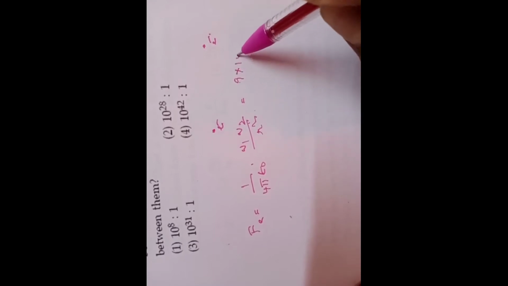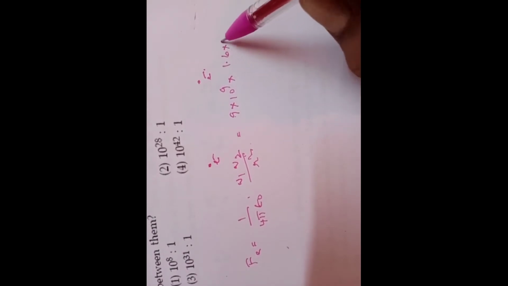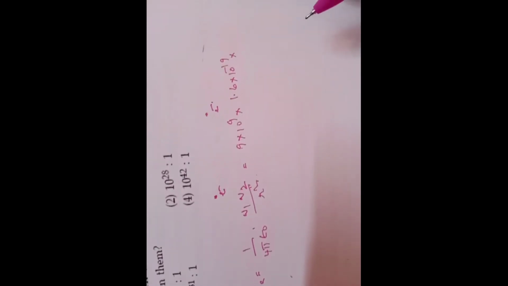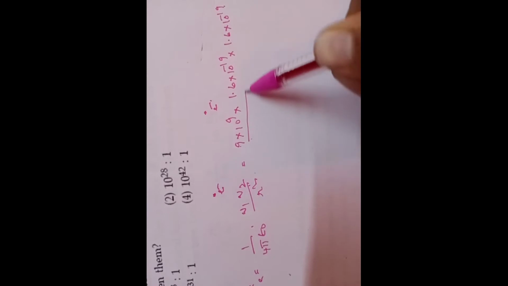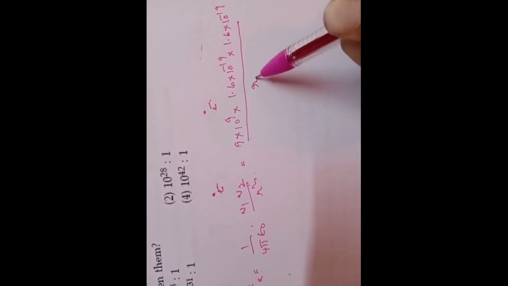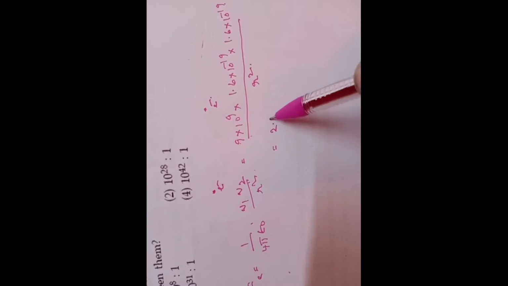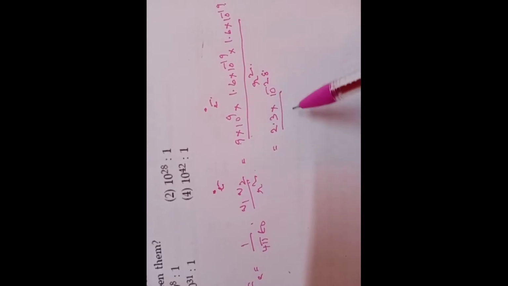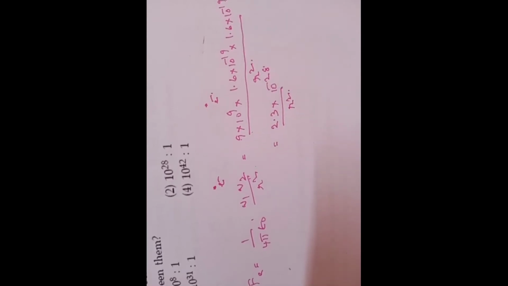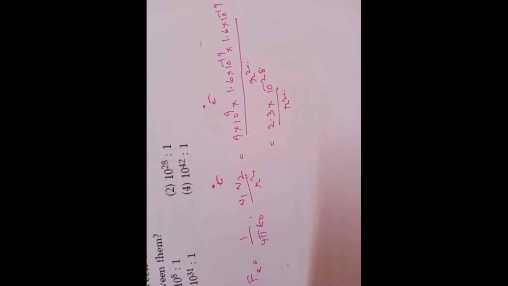We know 1 by 4 pi epsilon naught is 9 into 10 power 9. Charge of the electron is 1.6 into 10 power minus 19, and again 1.6 into 10 power minus 19. This distance we don't know. Let it be R, so it becomes R square. If we calculate this finally, we will get this value as 2.3 into 10 power minus 28 by R square. Is it clear? That is the electric force between the two charges.